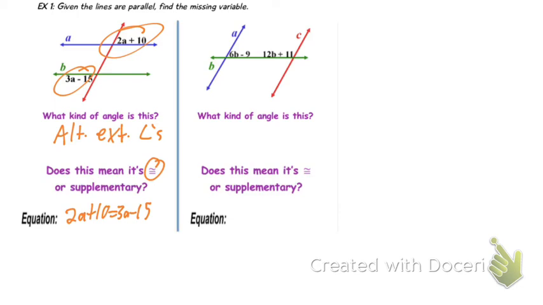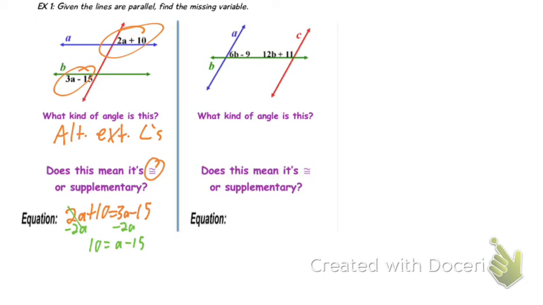So we get this equation because they're congruent. When we hear that things are congruent, cowbells should be going off in our head telling us to set them equal. How would I solve this equation? 2A plus 10 is equal to 3A minus 15. We want to get all the A's together, so we have to move the 2A across the equal sign by subtracting it. 10 is equal to A minus 15.